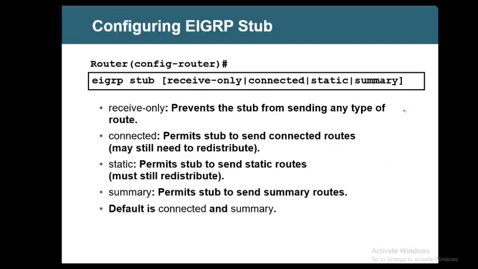These are the 5 different types of stubs. If you simply configure stub without saying what type, if you simply put the command EIGRP stub under router EIGRP and you don't mention any of these, what does that mean? It means that you are enabling connected stub and summary stub, that's type 2 and type 4. When you simply configure EIGRP stub, the default will be these 2 types. These 2 will be enabled by default.